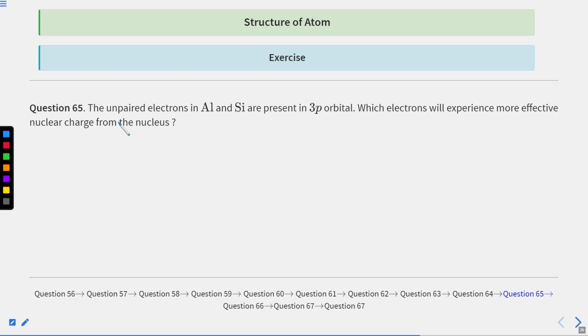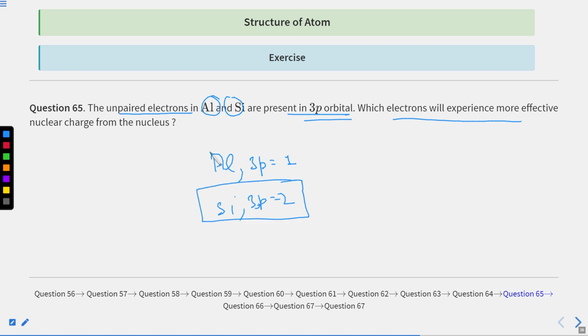Next question. The unpaired electrons in aluminium and silicon are present in the 3p orbital. Which electron will experience more effective nuclear charge? It is asked that among the electrons of aluminium and silicon, which one will experience greater effective nuclear charge. For that, you have to see which atom contains a greater number of protons. The 3p of aluminium will contain 1 electron, and the 3p of silicon contains 2 electrons. Therefore, aluminium will experience less effective nuclear charge and silicon will experience greater effective nuclear charge. So the answer is silicon.